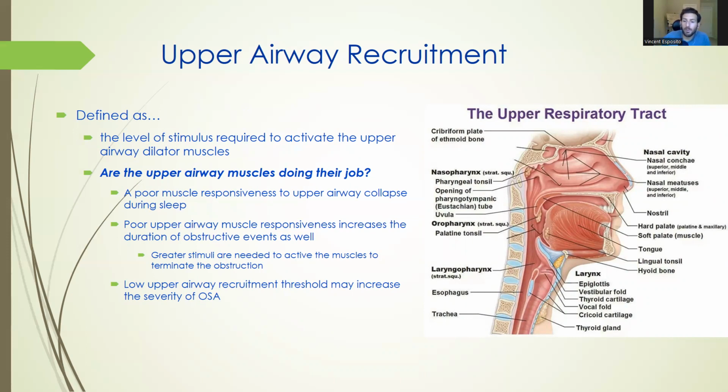And if we are getting a higher suction negative pressure, either through mouth breathing because the tongue is pushed back or the soft palate is pushed back, that's going to create more pressure, more likely for the airway to collapse. So for this, greater stimuli are needed to activate the muscles to terminate the obstruction. In other words, they're going to need more of a stimulus to stay open. Low upper airway recruitment threshold may increase the severity of sleep apnea.